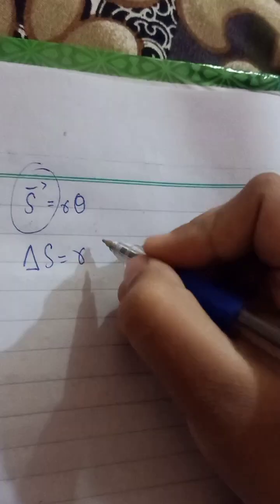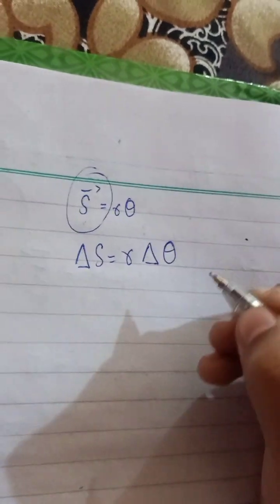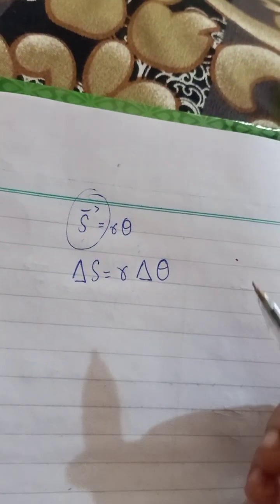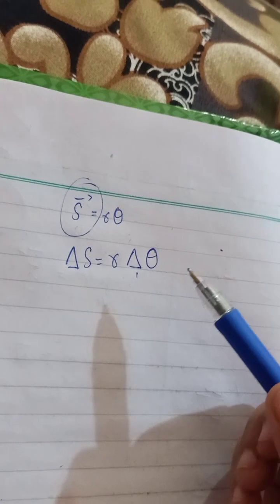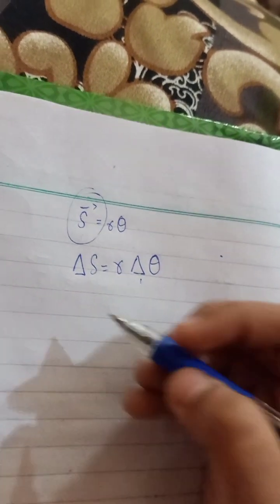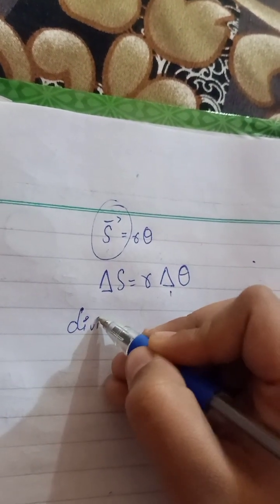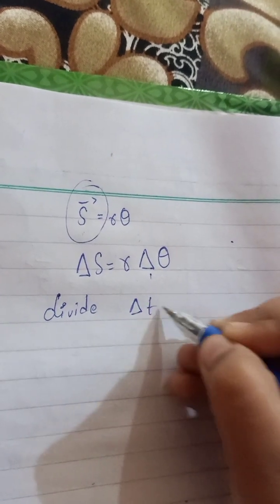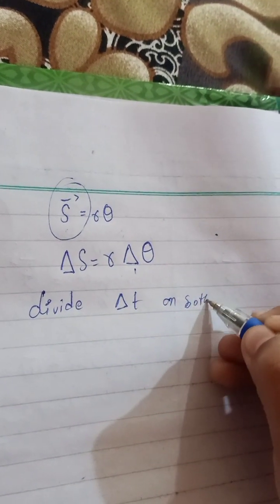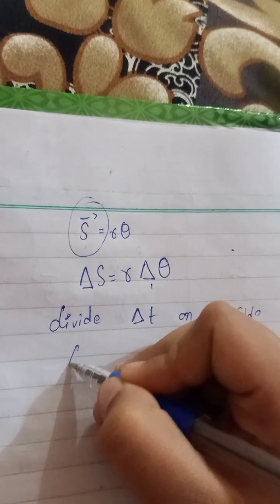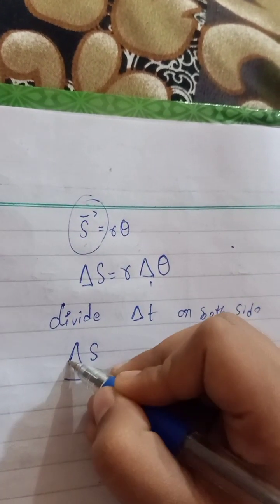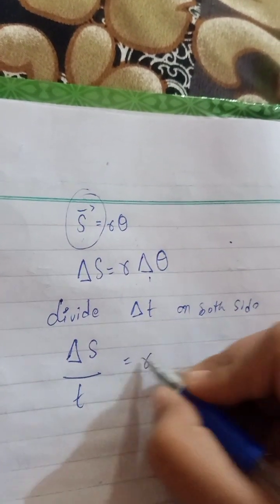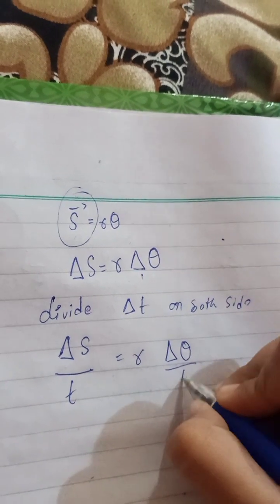So we can write here change in angular displacement. Okay, so you can see that if change is there, which means that the time will also be there, so we will divide by change in time on both sides. So I can write here the change in linear displacement upon time is equal to r and angular displacement upon time.